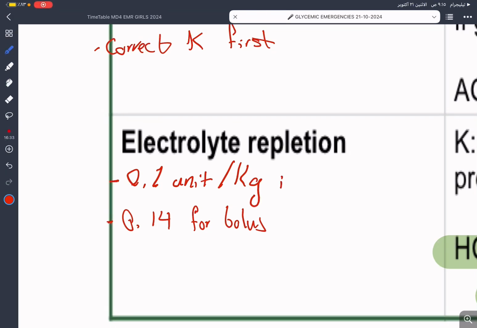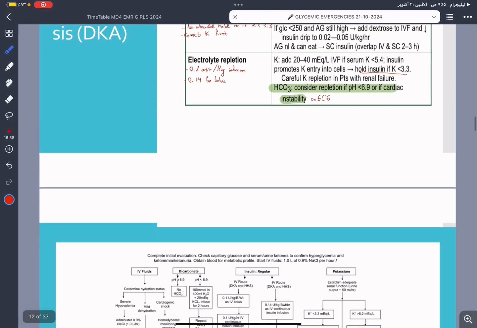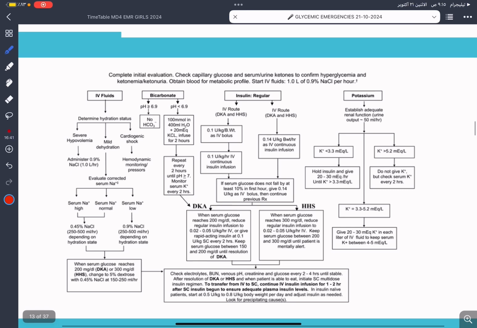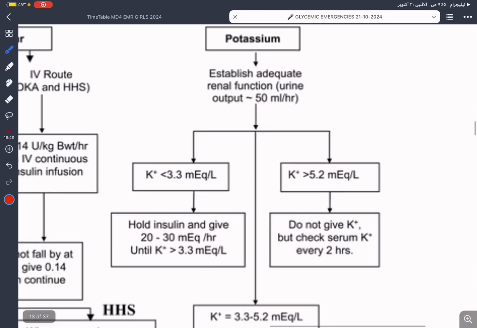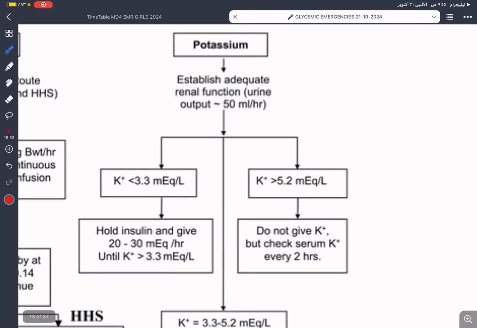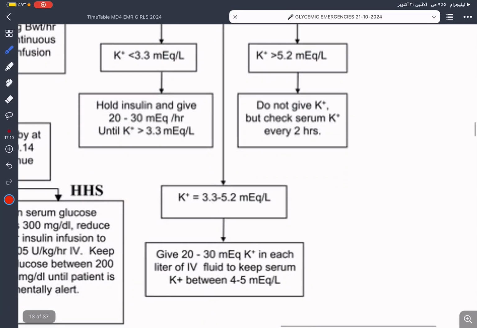So هنا another summary or another diagram how to treat DKA. So we divide them على volume, insulin, potassium and bicarbonate. ممكن تشوفون هنا الكولوم اللي على الرايت سايد about the potassium. If less than 3.3, you should not administer insulin. You should correct the potassium, then you can start the insulin infusion. If it's more than 5.3, you should start the insulin, and you don't need to replace the potassium in the fluid. If it's between 3.3 to 5.3, you should add the potassium to the running IV fluid.